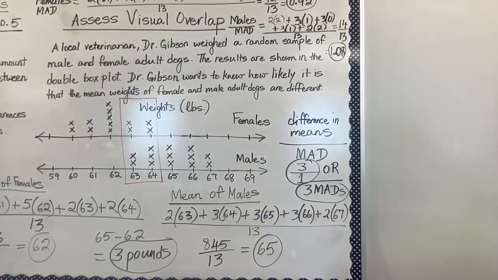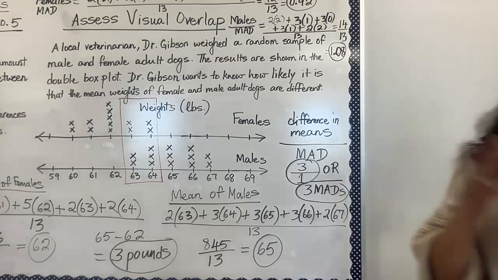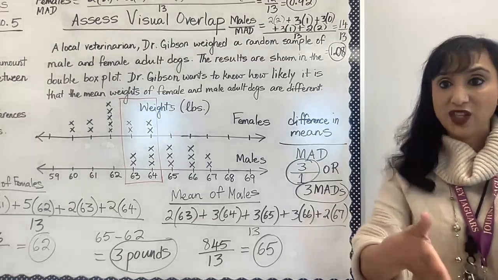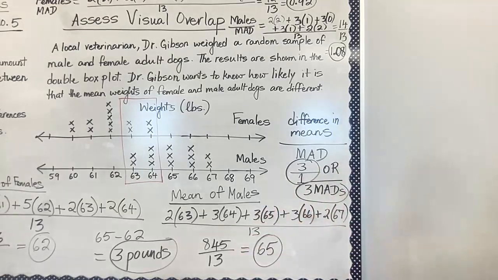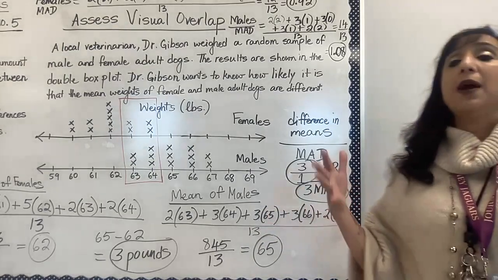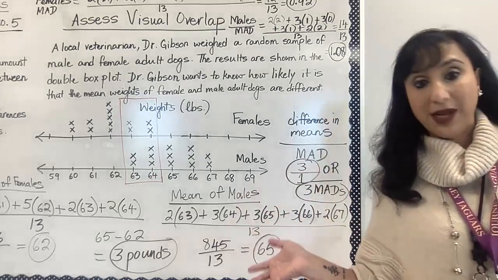Now, make sense of the phrase: the means are separated by about 3 MADs. And what does this mean again? The means are 62 pounds and 65 pounds, so they are separated by the difference, which is 65 minus 62, and that's why you get 3 pounds over there. And then the MAD is 1 pound. So the means are separated by 3 MADs, and that's basically what it means.